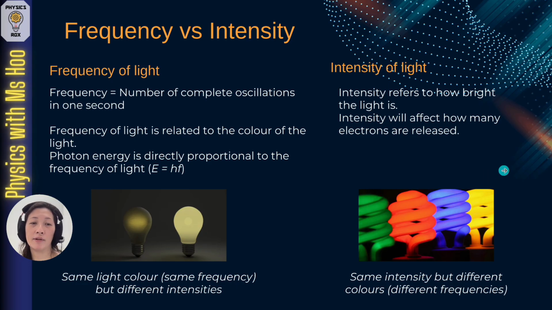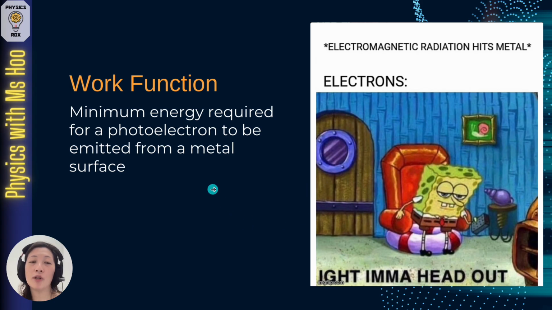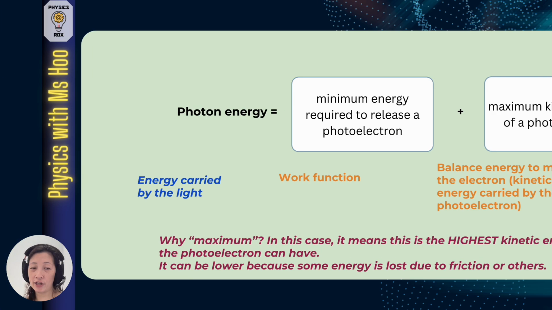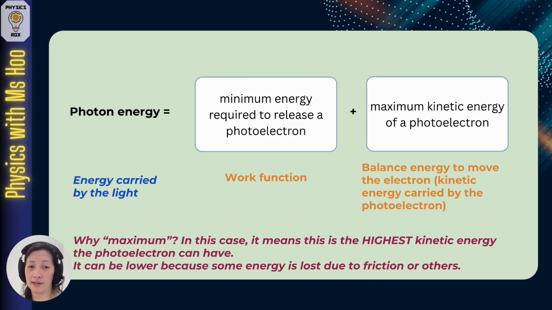Now another term you need to know is work function, which means the minimum energy required for a photoelectron to be emitted from a metal surface. You do need to know the equation related to the photoelectric effect. So overall, the photon energy, which is the energy carried by the light, when it shines onto a metal, there must be a minimum energy required to release a photoelectron. This is the work function, as we saw on the previous slide. Remember that work function is the minimum energy required to release a photoelectron.